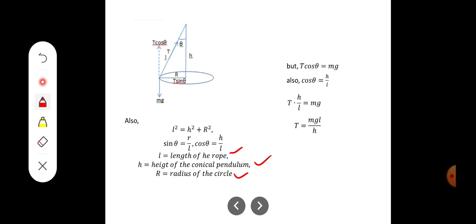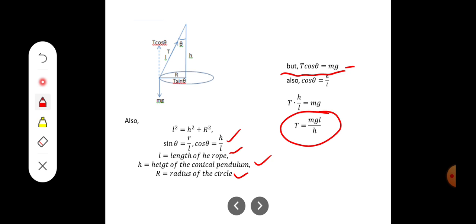Okay, now, if you remember, T cos theta is equal to mg. And also cos theta is equal to h over L, like we've seen here. So if I substitute the value of cos theta in this equation, you see that T times h over L is mg. So from here we can find the tension of the rope. The tension of the rope is simply mgL all over h, in case you're asked for tension on the rope.